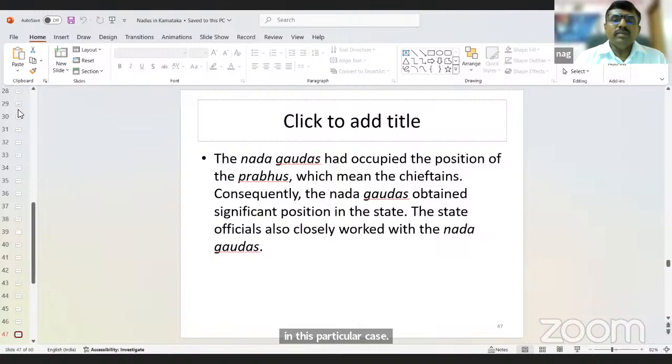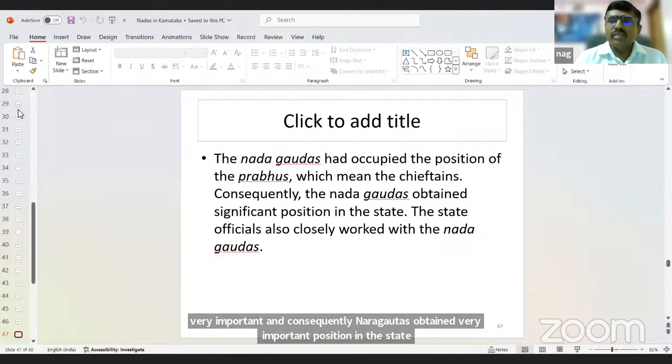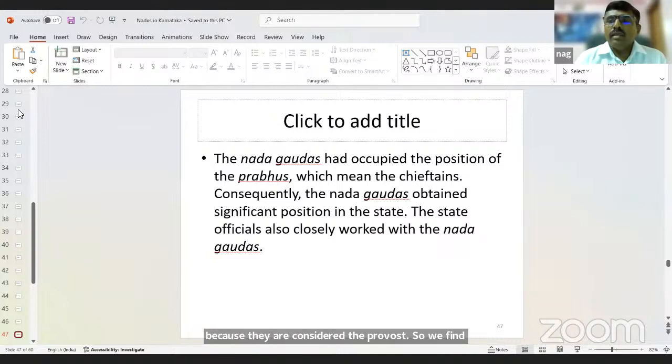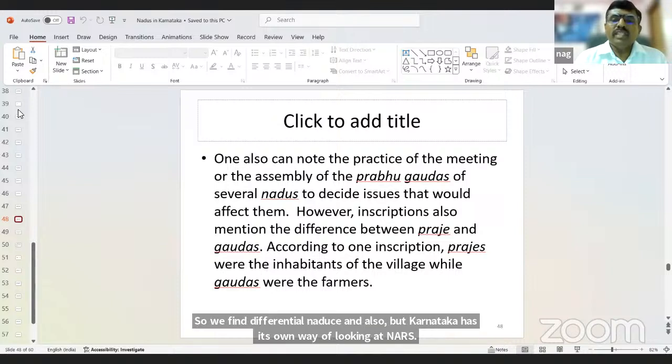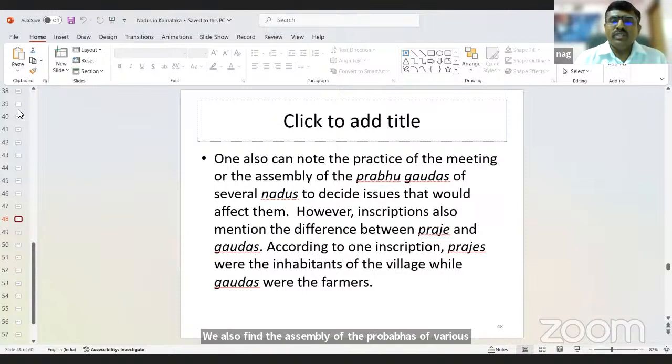Nada Gaudas occupied the position of the Prabhus. The Prabhus were the chieftains. So the Nadagaudas were important, and consequently obtained a very important position in the state. The state also worked closely with the Nadagaudas because they are considered as the Prabhus. Prabhus are chieftains and dominant rural people. They were the heads of the villages. So Nadagaudas also became important. We find reference to Nadus, but Karnataka has its own way of looking at Nadus. We also find the assembly of the Prabhu Gaudas of various Nadus. They met in an assembly to decide various issues that could affect them.